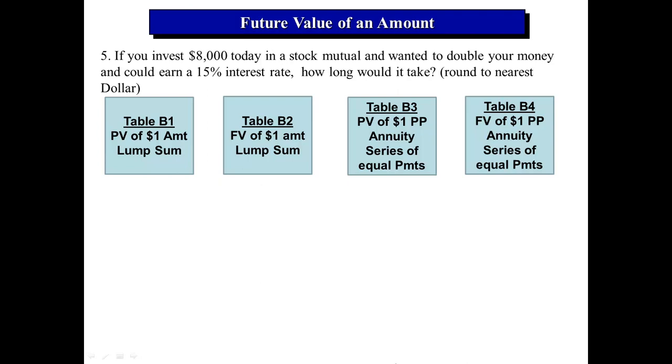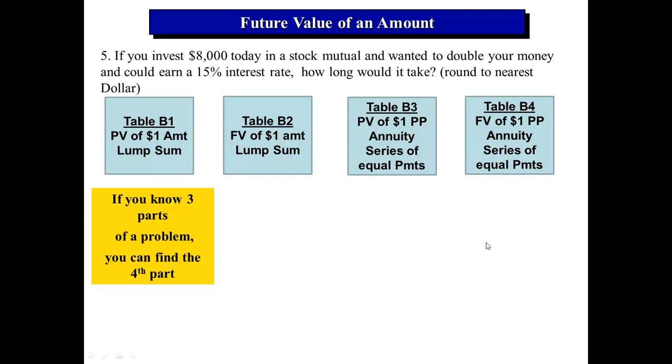And then this one: if you invest $8,000 today in a stock mutual fund and wanted to double your money, and could earn 15% rate of interest, how long would it take? This is a little like the last one, except that we know the interest rate and not the number of periods it's going to take. Again, if you know 3 of the parts, you can find the 4th part. Is the unknown in the present or future? Well, we know both. The present is going to be 8,000 and the future is going to be 16,000 because we're doubling our money. Is it a lump sum or a series of equal payments? Both amounts are lump sums.